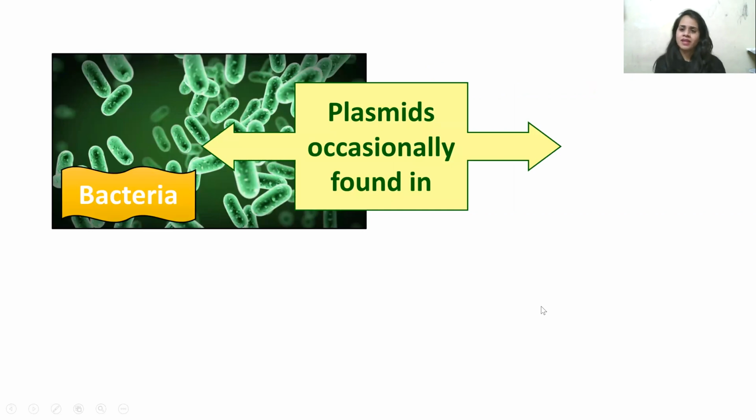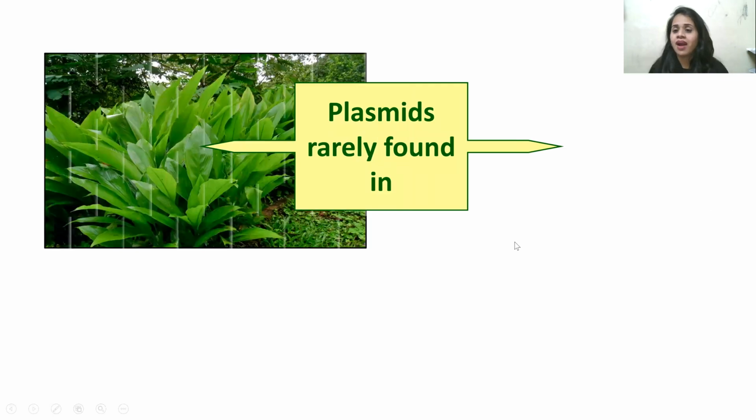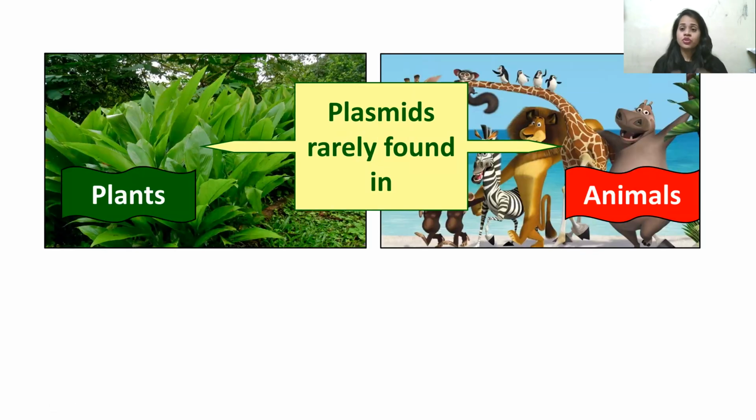So where do you find plasmid? Yes, plasmids are occasionally found in bacteria and yeast. They are found very often in bacteria and yeast, and they are rarely found in plants and animals. Are you clear? So now you have understood where you can find the plasmids.